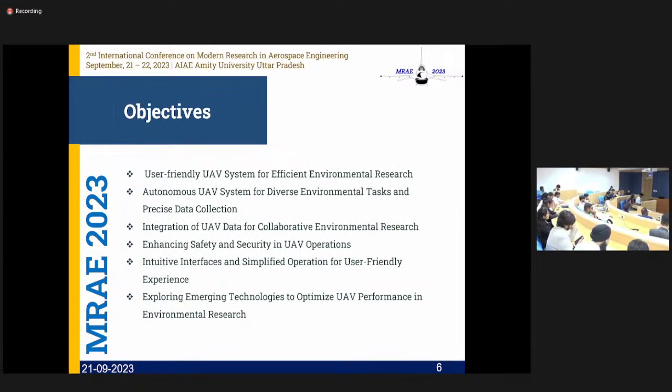Now, the objective, as I've been mentioning beforehand, is the integration of UAV data for collaborative environmental research, where we wish to employ multiple sensors which can help in detection, in giving barometric data, in telemetry analysis, as well as using cameras and heat tracking signatures so that we can analyze and try to avoid large-scale destruction, and also explore emerging technologies to optimize UAV performance in environmental research.